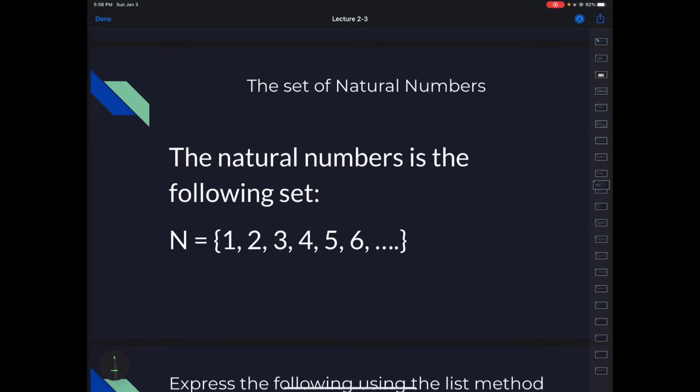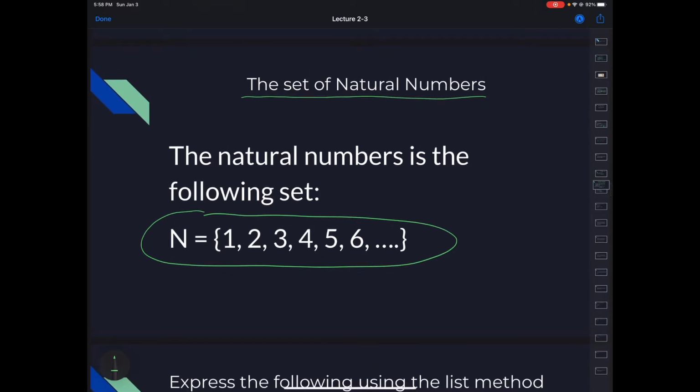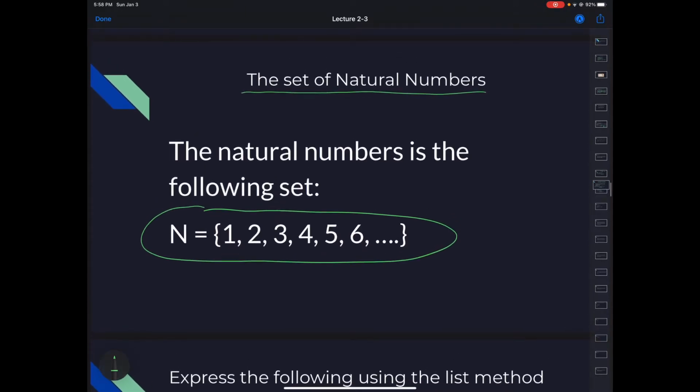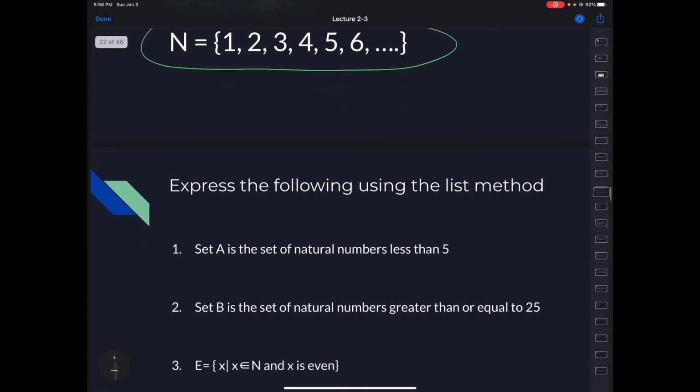Now we continue on with our study of set theory. In this next section, and the next few slides in this video, we're going to be using the set of natural numbers. The natural numbers are the whole positive numbers from 1 to infinity. The natural numbers do not include 0 or the negatives. So these are the numbers we're going to be living in as we solve the next few problems.